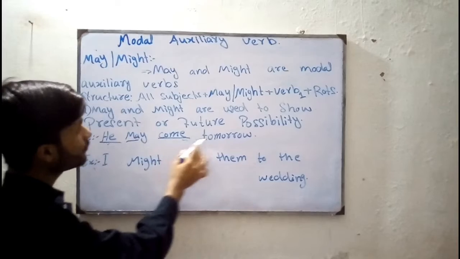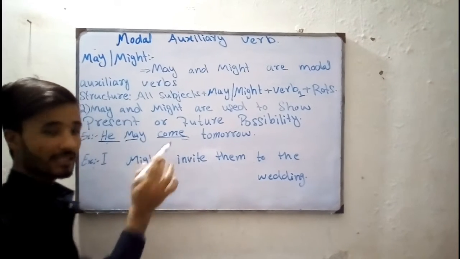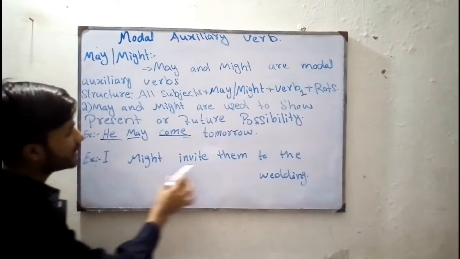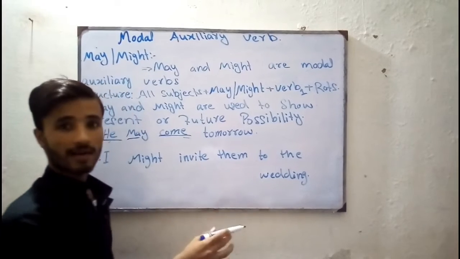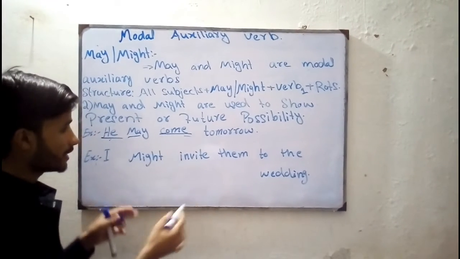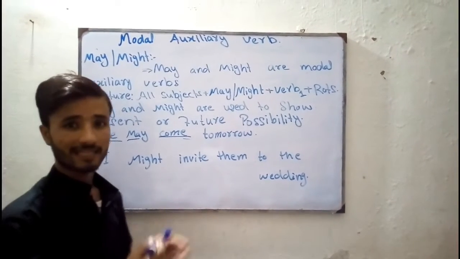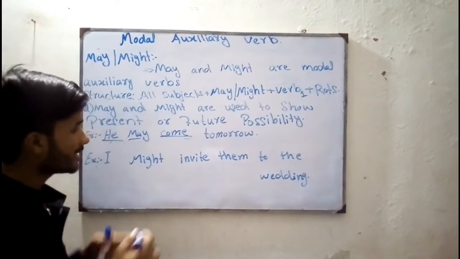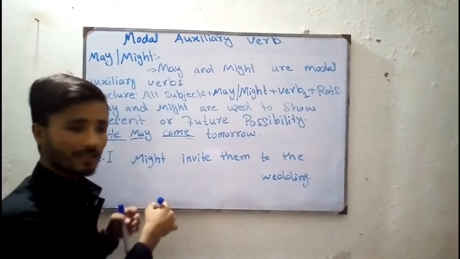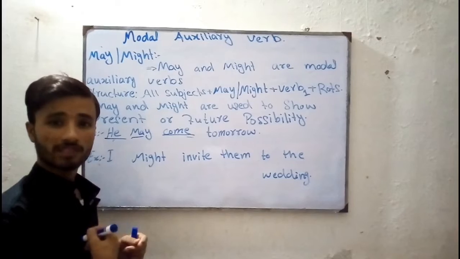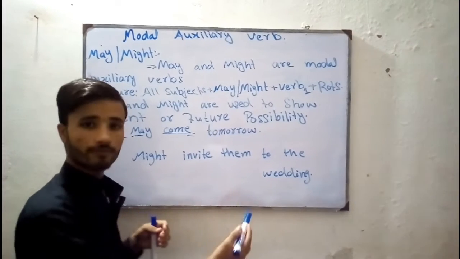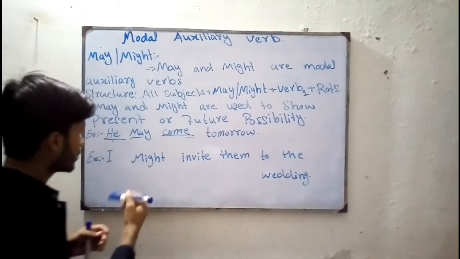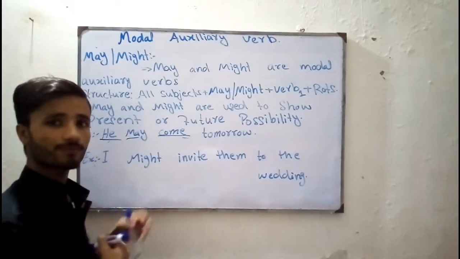So he may come tomorrow. Is this clear, guys? See the second example. I might invite them to the wedding. I might invite them to the wedding. Now, if I want to explain it in English, I have to explain it like this: it is possible for me to invite them to the wedding. Is this clear? It is possible for me to invite them to the wedding.